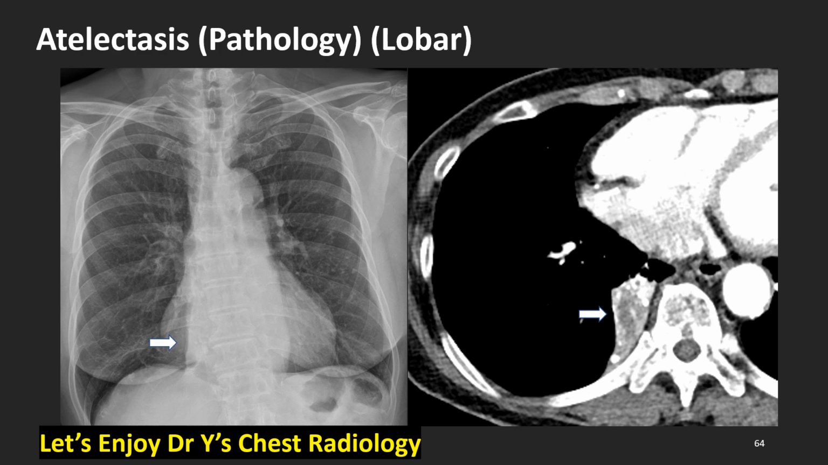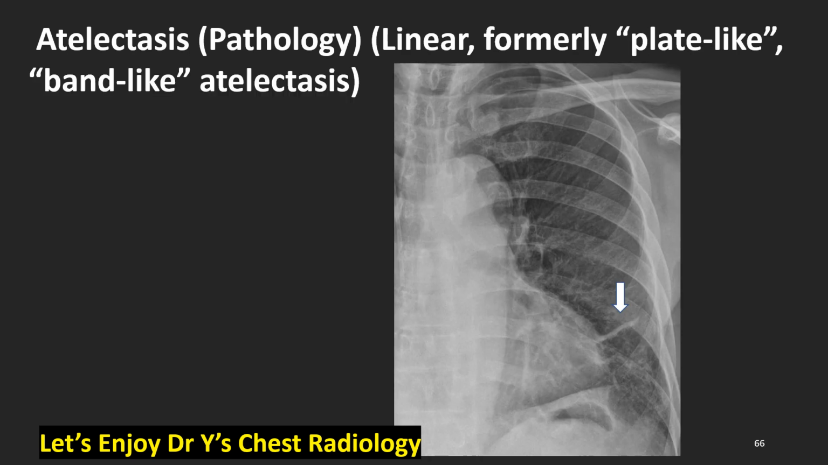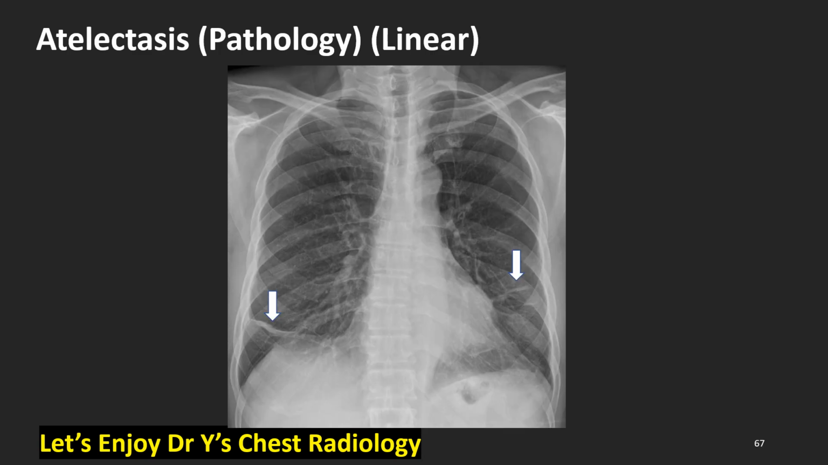Atelectasis pathology. Lobar. Arrows indicate the right lower lobe collapse due to chronic endobronchial inflammation. Lobar atelectasis. Arrow indicates left lower lobe collapse due to endobronchial tumor. Linear, formerly plate-like, band-like atelectasis. Arrow indicates linear atelectasis. Both arrows indicate both lower lobe linear atelectasis.